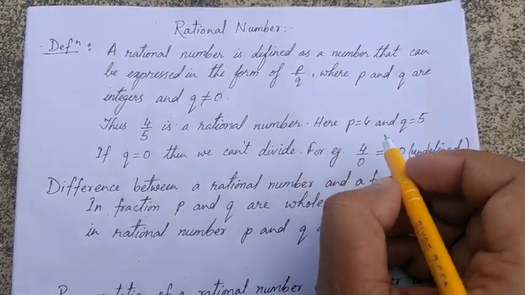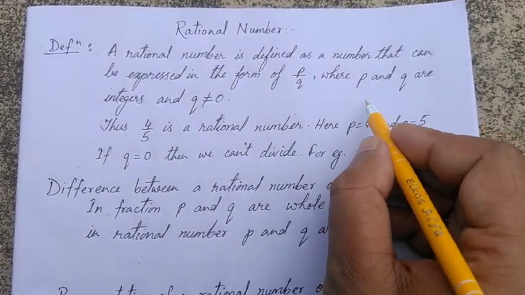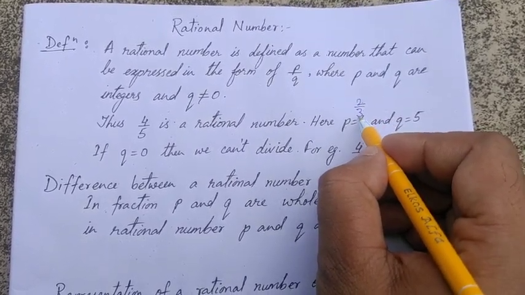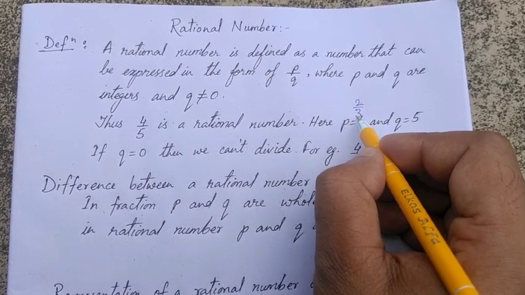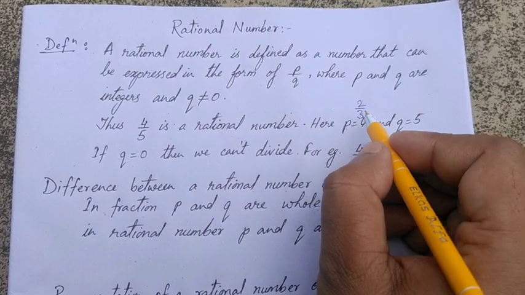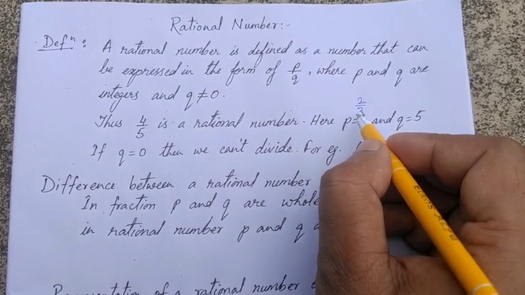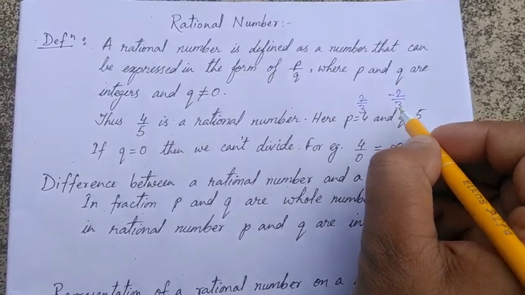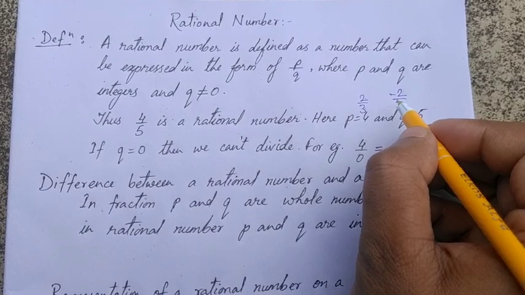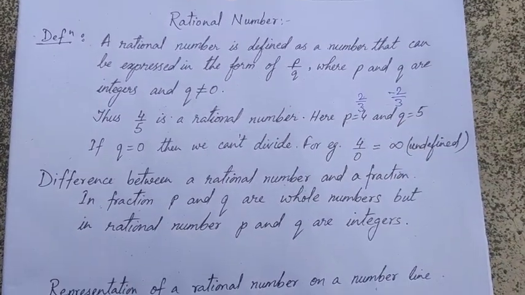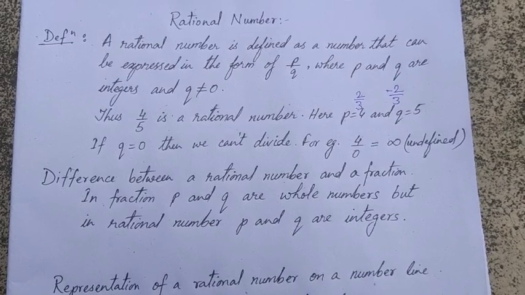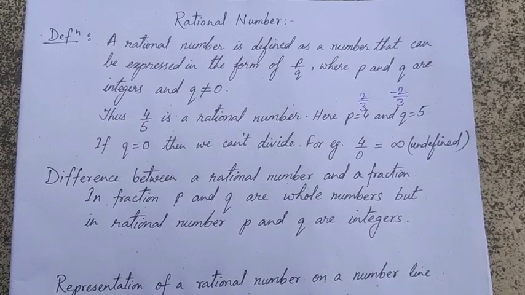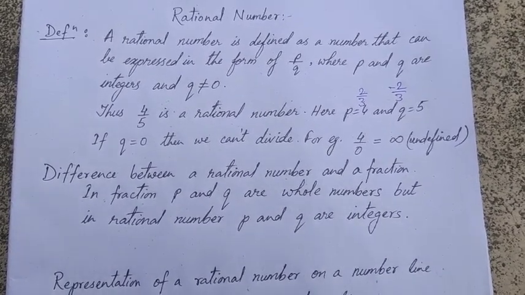Let's take a small example. Suppose I will write 2 by 3. Now over here 2 and 3 both are integers and both are whole numbers also. So this is a rational number as well as a fraction. But if I will write minus 2 by 3, now minus 2 is not a whole number, it is an integer. So we can say that minus 2 by 3 is not a fraction, but it is a rational number. I hope it is clear what is the difference between a rational number and a fraction.